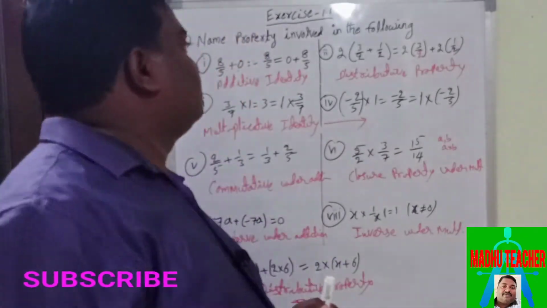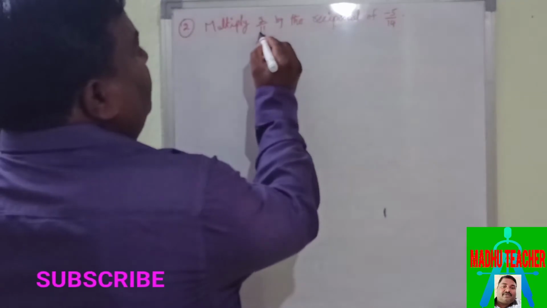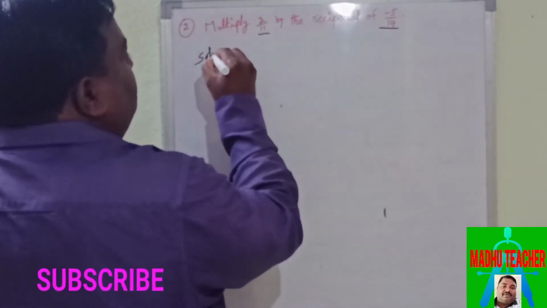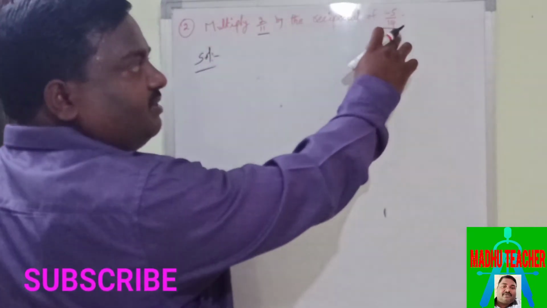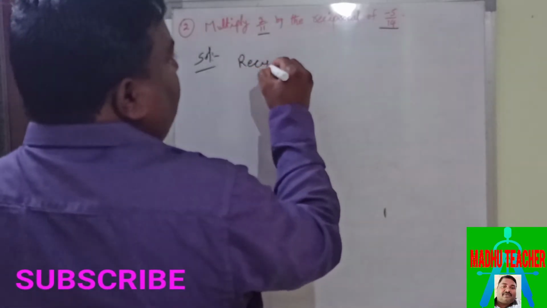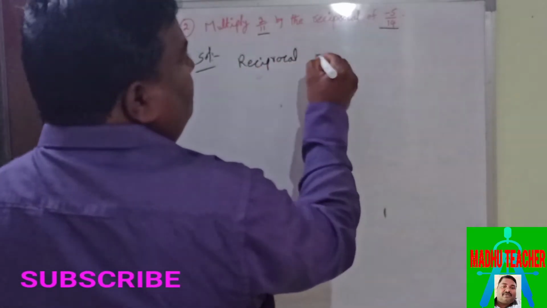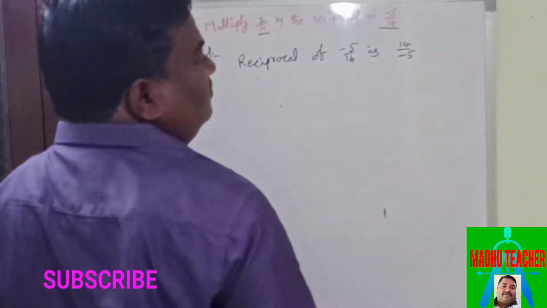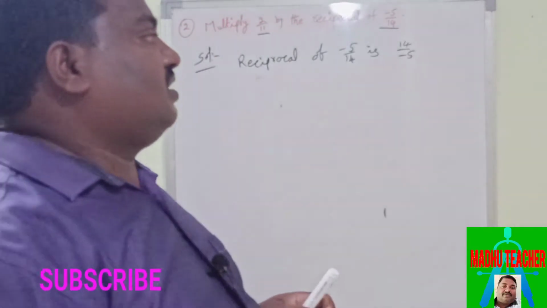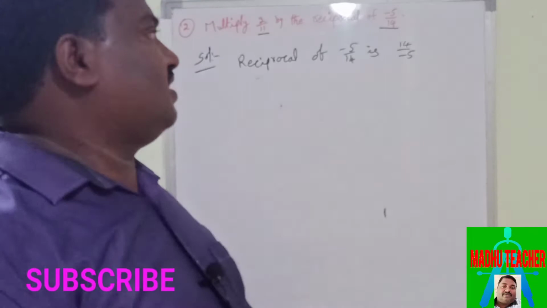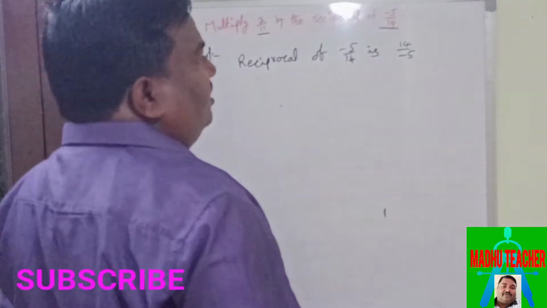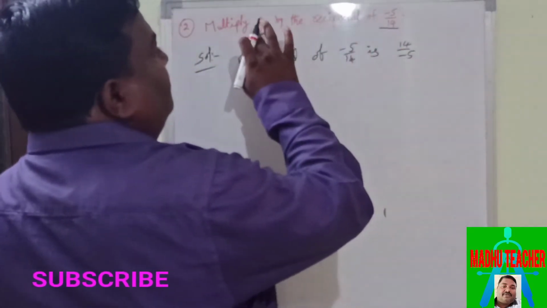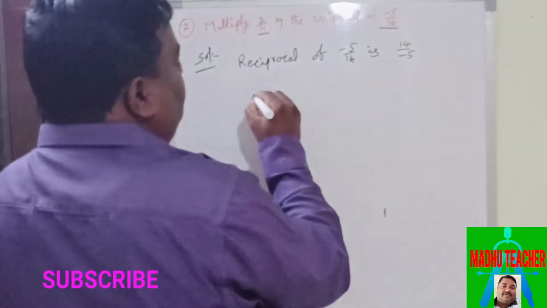Okay, so next question. Here, multiply 2/11 by the reciprocal of -5/14. So first of all you have to find the reciprocal of -5/14. So reciprocal of -5/14 is 14/-5. Okay, just interchange the numerator and denominator, then we will get the reciprocal of a fraction or reciprocal of a rational number. So what you have to do, multiply this reciprocal to 2/11.